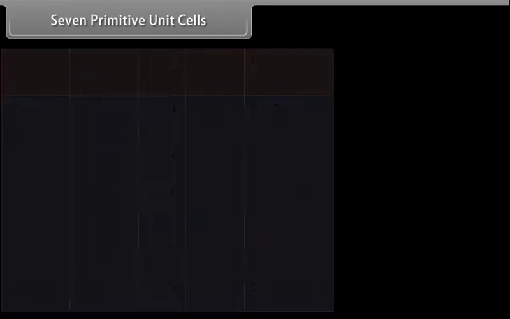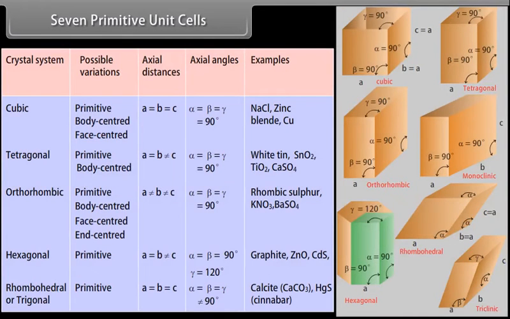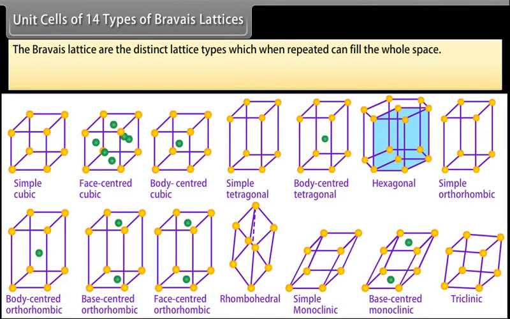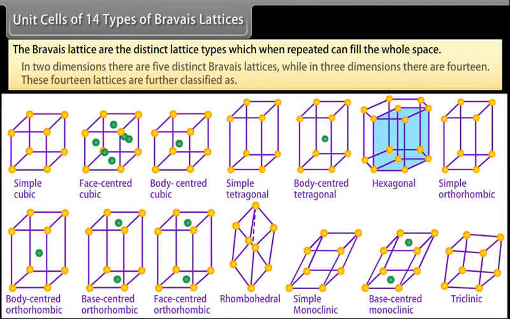There are 7 types of primitive unit cells. Their characteristics, along with the centered unit cells they can form, have been listed in the table. Unit cells of 14 types of Bravais lattices. The Bravais lattices are the distinct lattice types which, when repeated, can fill the whole space. In 2 dimensions, there are 5 distinct Bravais lattices, while in 3 dimensions, there are 14. These 14 lattices are further classified by the number of atoms in a unit cell.